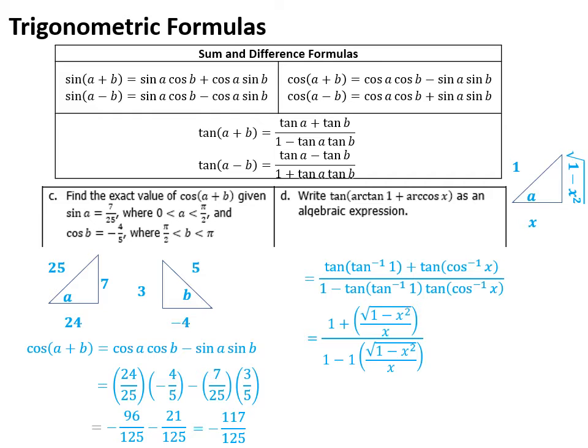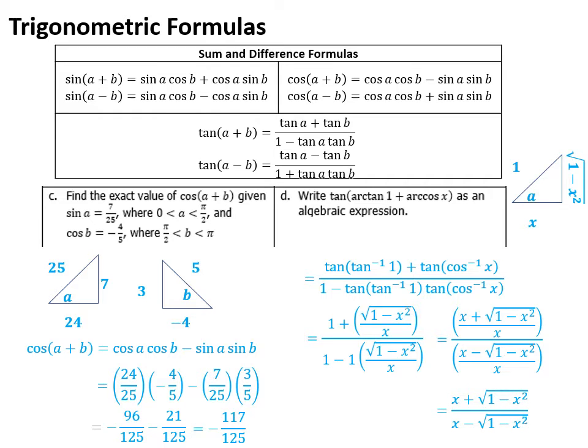And then that top I can simplify to x plus square root of 1 minus x squared over x if I make it one fraction. And the bottom is going to be x minus the square root of 1 minus x squared over x. The x's cancel, and we end up with just x plus the square root of 1 minus x squared over x minus the square root of 1 minus x squared. We can kind of stop there.